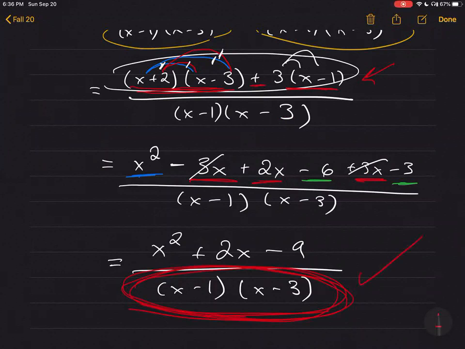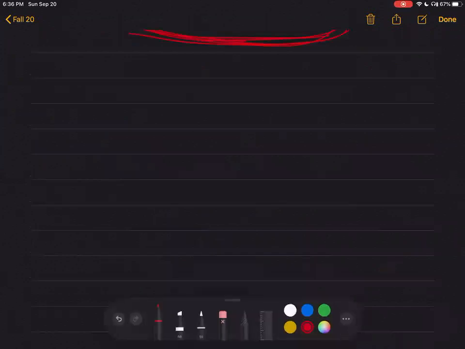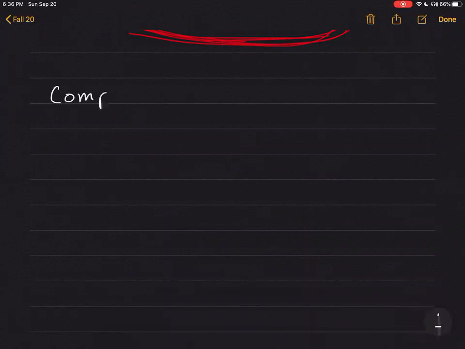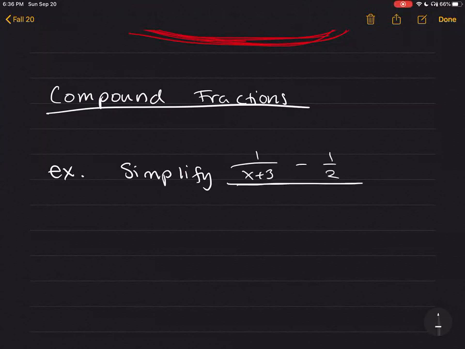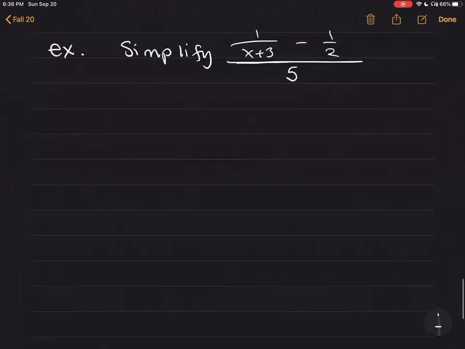Now let's switch gears a little. Let's look at something maybe a little scarier, but still tackleable. Let's look at compound fractions. Knowing how to deal with compound fractions is actually very useful. And so a compound fraction maybe looks something like this. So let's say we wanted to simplify something like 1 over x plus 3, and then minus 1/2, and then all of that is over 5. How the heck do we do that? Well, let's do it in steps.